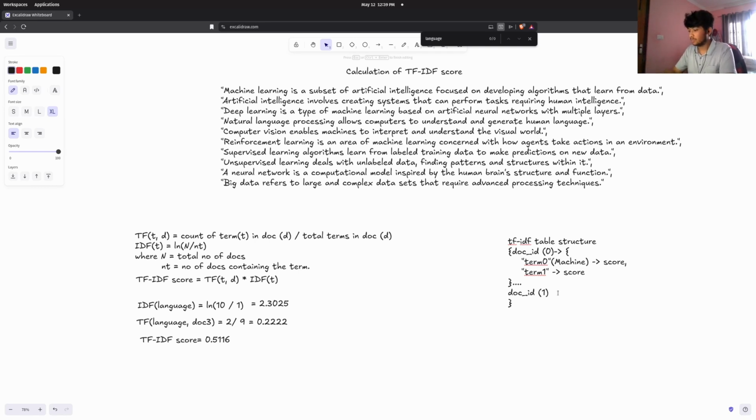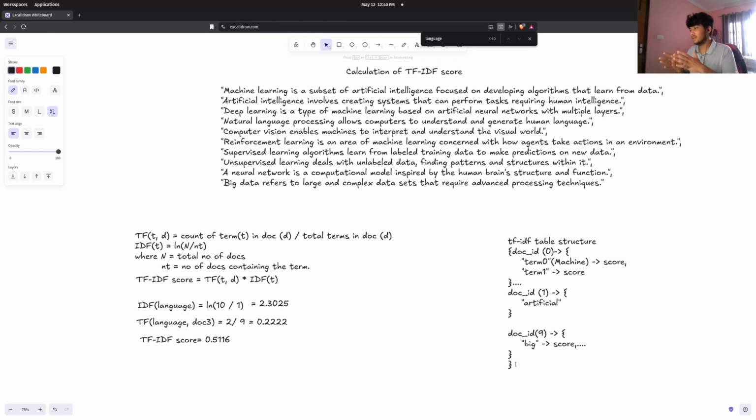And for document 1, the term can be like artificial, and so on. So we have to maintain this table for each and every document. So what we will get at last is document ID equal to 9, because we have 10 documents, and it will have terms like big and its score, and so on. So this is how we have implemented the TF-IDF table structure.